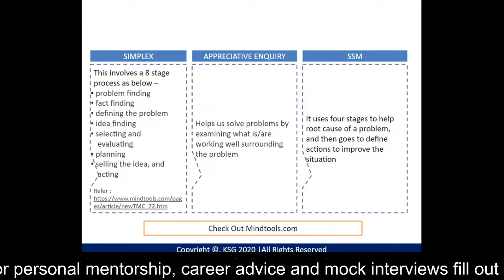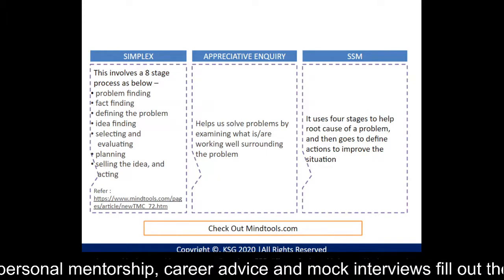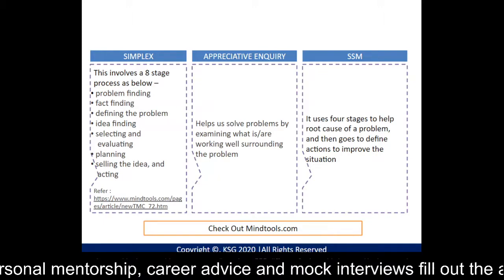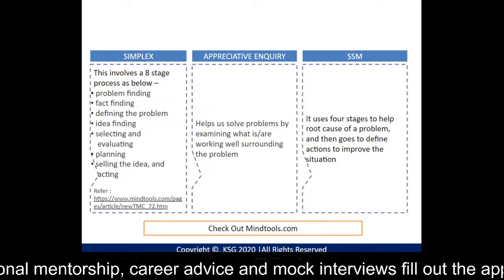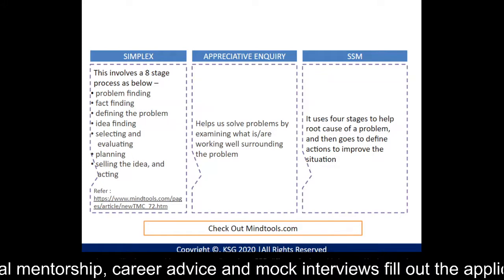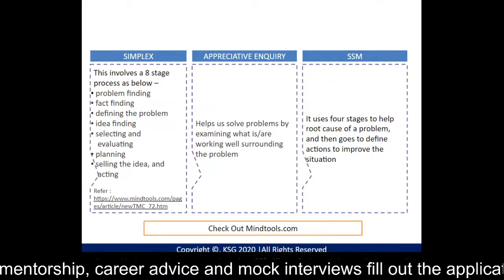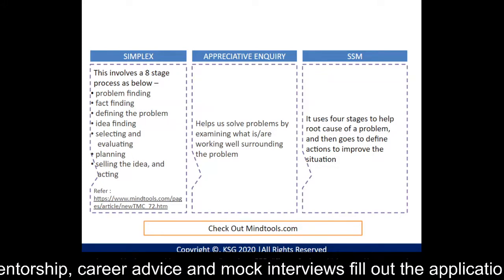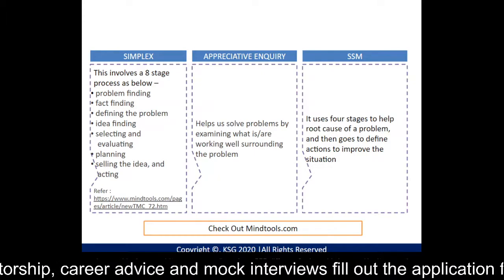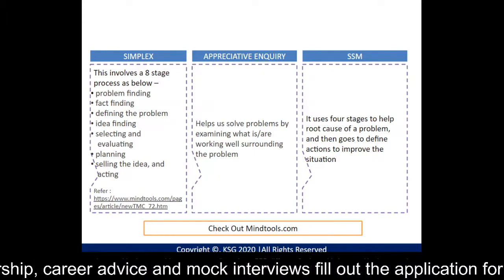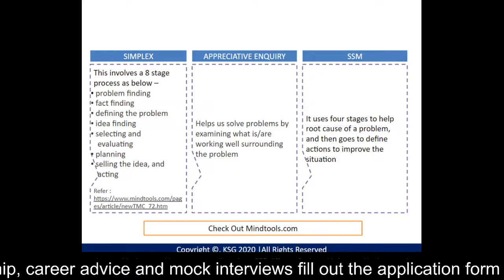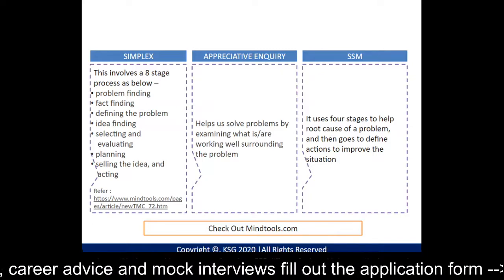SSM. Simplex method is an 8-stage method where you start off with finding a problem, then trying to find out the facts, define the problem, find the idea of solving this particular problem or challenge. Then you do certain selection and evaluation steps, then do a rigorous planning of what exactly to do, and then finally you sell this idea and act upon it.